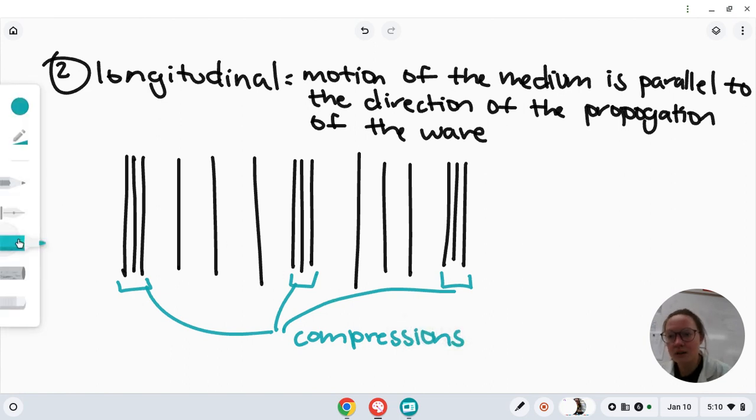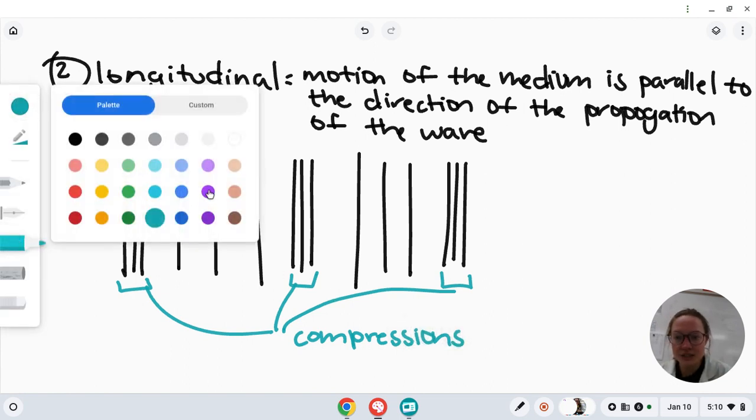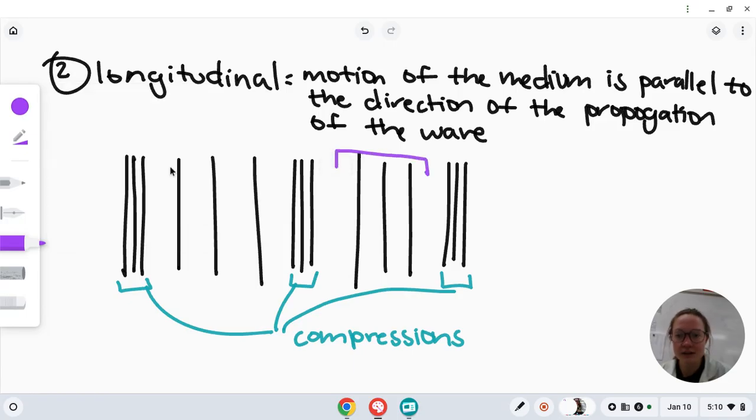We call the stretched out parts of a longitudinal wave here and here rarefactions. Rarefactions. A lot of students want to call these rarefractions, which is totally fair because it totally sounds like a word, but it's not a word. The correct word is rarefactions. Rarefactions. And that's a longitudinal wave.